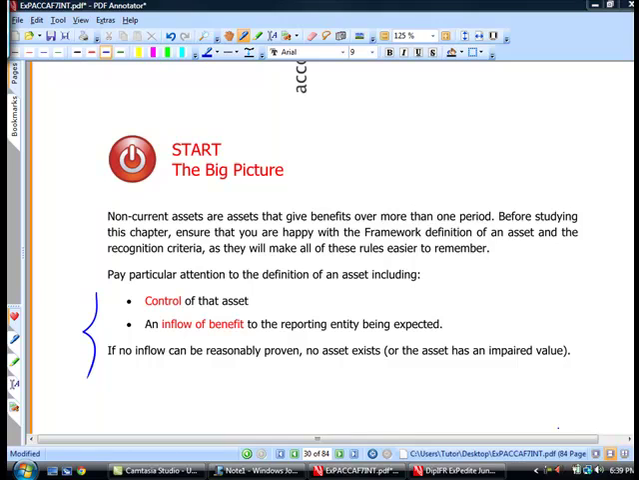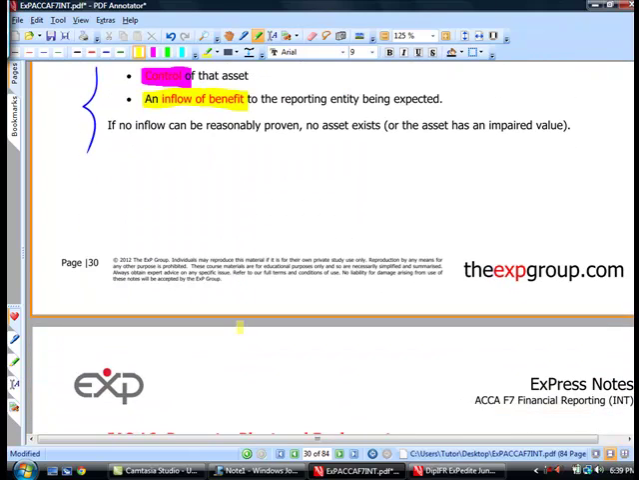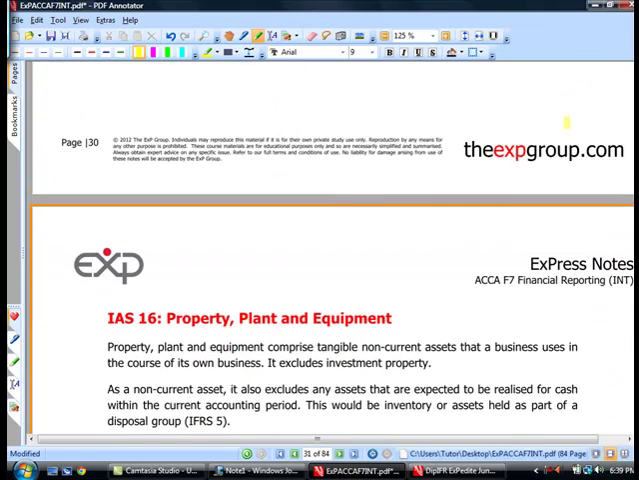Just make sure you remember first the definition as per the framework for an asset, which is a resource that the company should control in the first place, and then it should bring us an inflow of future economic benefits. If one of the two conditions is missing, either we don't have control or there is no inflow of future economic benefits, we don't have an asset, or the asset, in other words, has been losing value or it has been impaired.